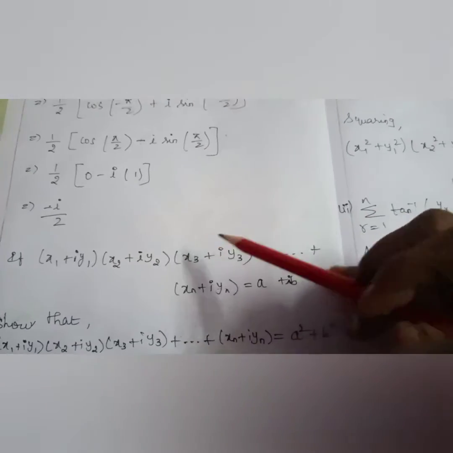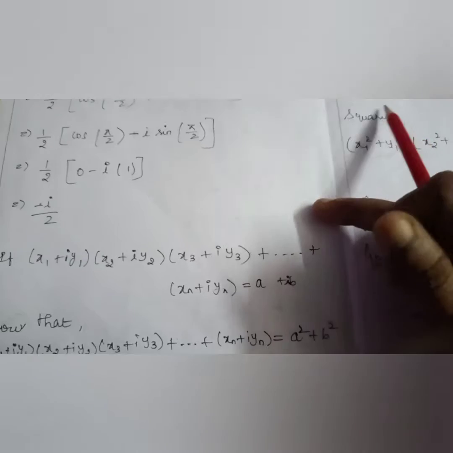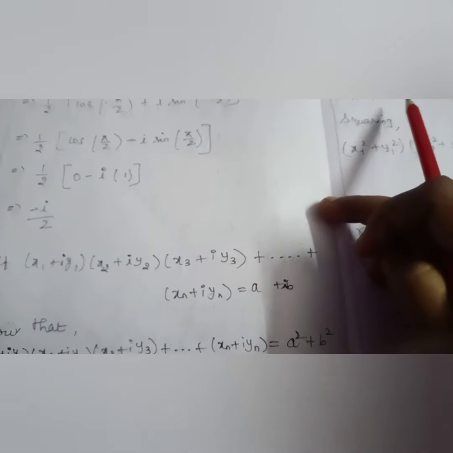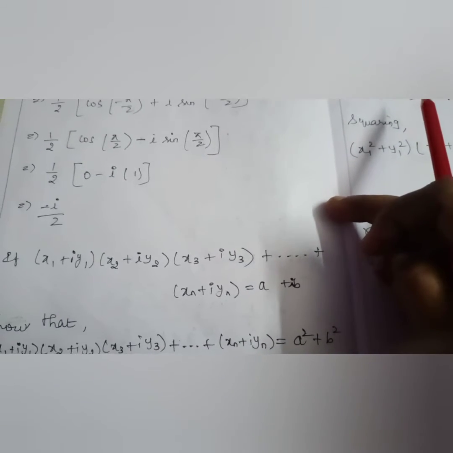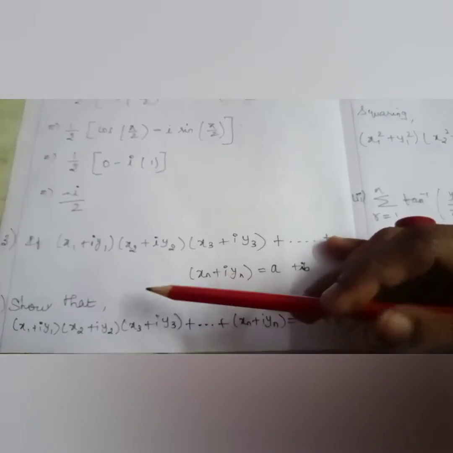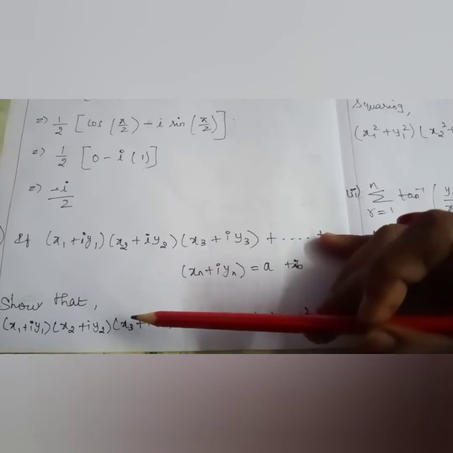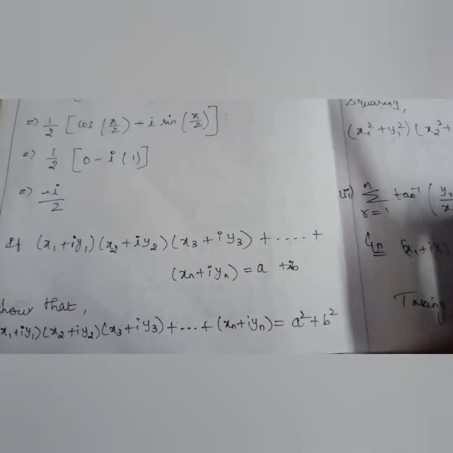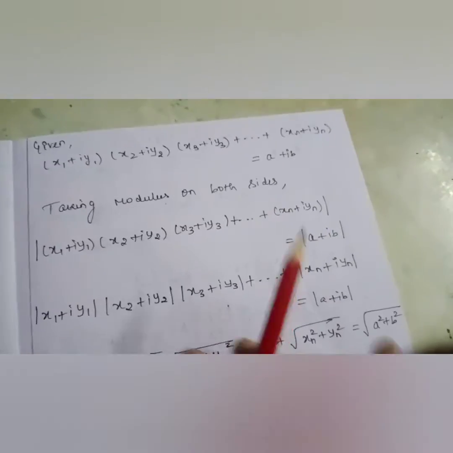See, the given hint is: if x1 plus iy1, x2 plus iy2, x3 plus iy3, etc., up to xn plus iyn is equal to a plus ib, we have to show that the first subdivision is: x1 square plus y1 square, x2 square plus y2 square, x3 square plus y3 square, etc., up to xn square plus yn square is equal to a square plus b square. So how to prove that?